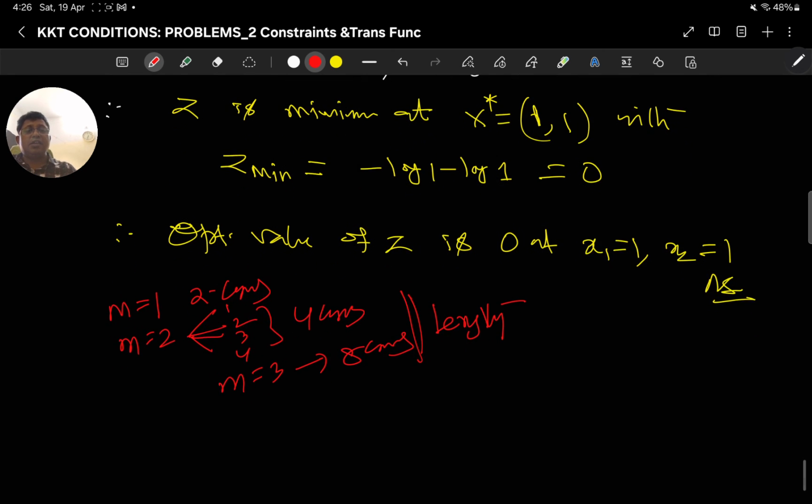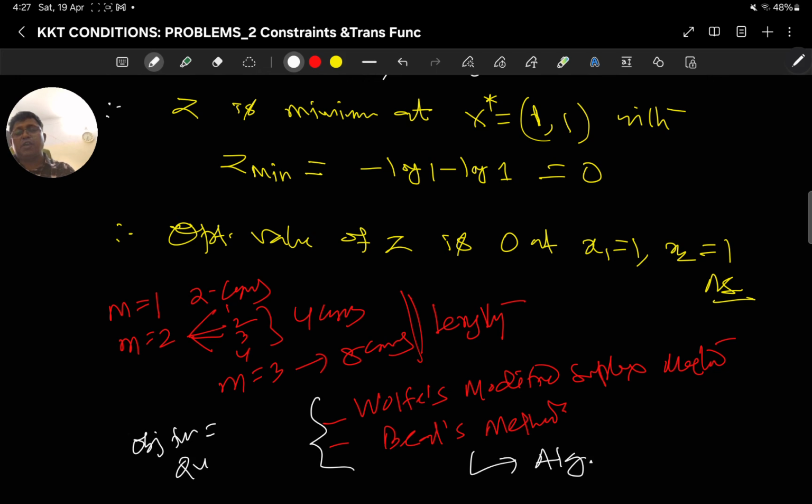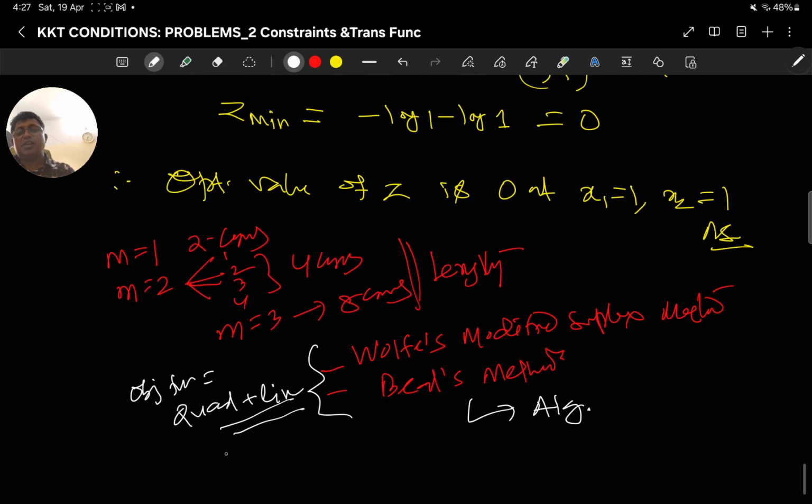Now to avoid this, we have Wolfe's modified simplex method. It is a simplex-like technique with some modification, and Beale's method, which is an algebraic procedure. For both methods to work, we need the objective function to be quadratic plus linear, and the constraints to be linear.